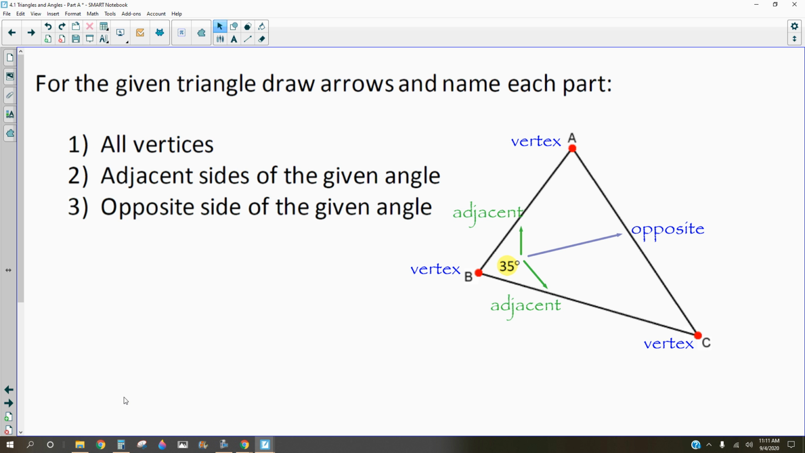Number 3 says find the opposite side of the given angle. So the side that does not touch the 35 degrees would be called opposite. It's away from. So adjacent are the ones that touch it, and opposite is the one away from it.